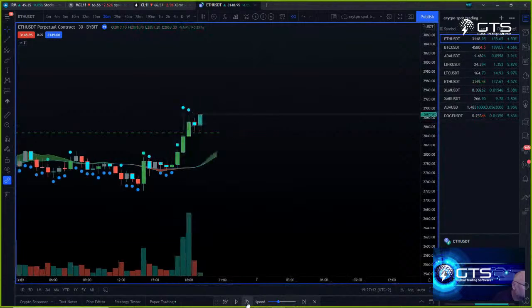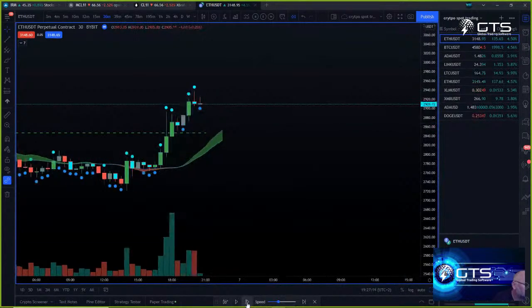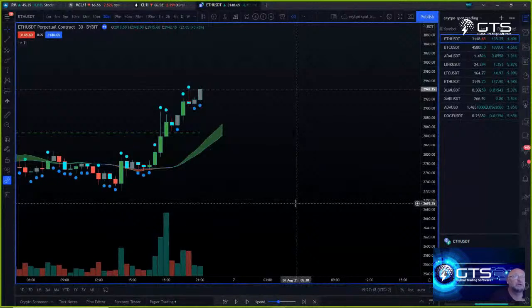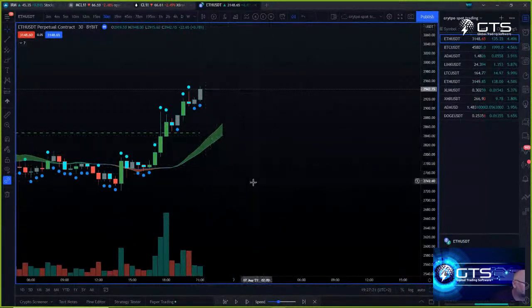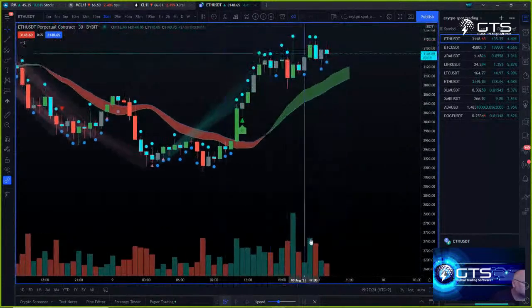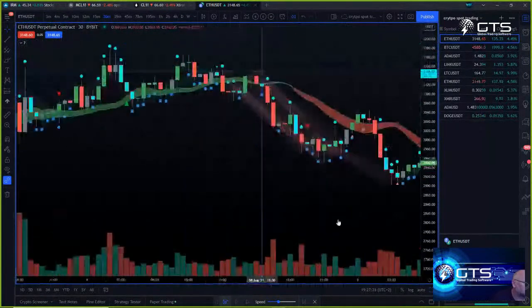Looks good. Now we're starting to move up. Look how the cloud is moving further and further apart. It's green. The price action's great. We're looking good. Whoops. Didn't mean to do that. Sorry, guys.